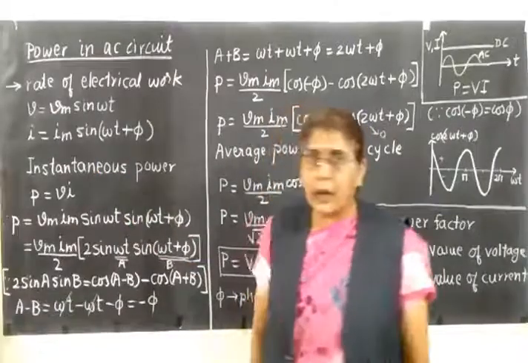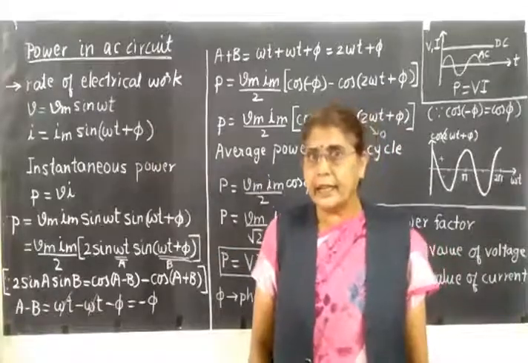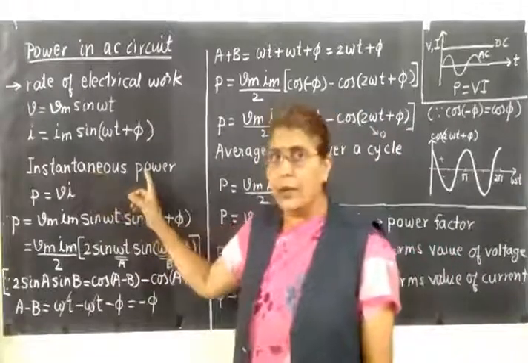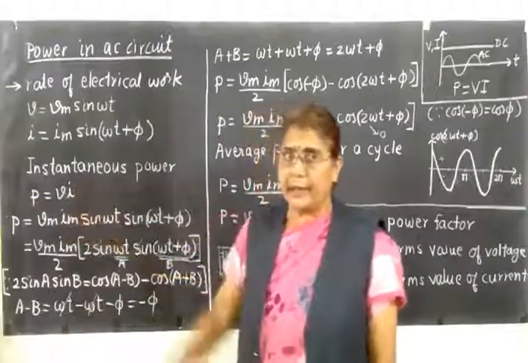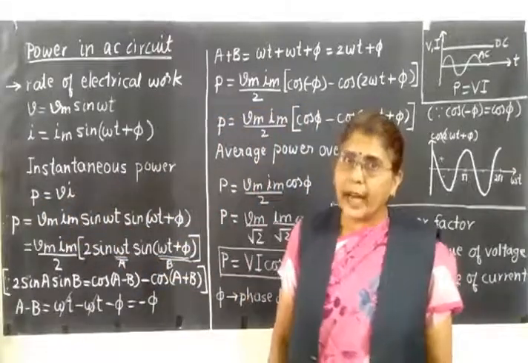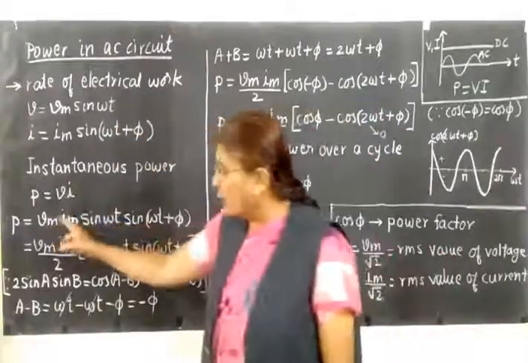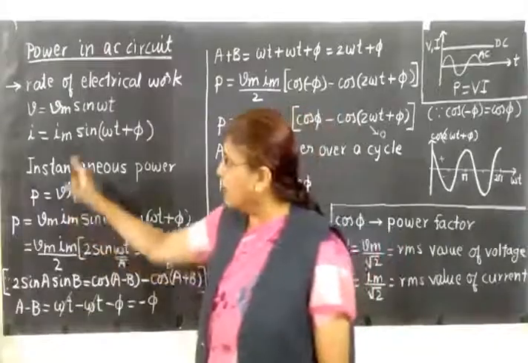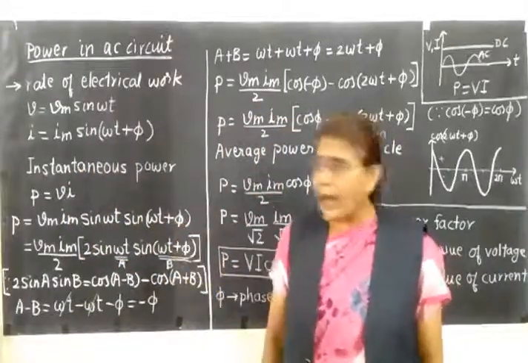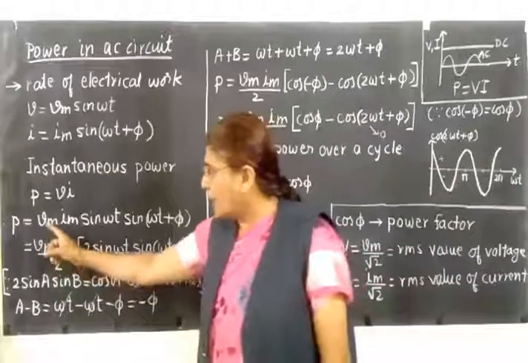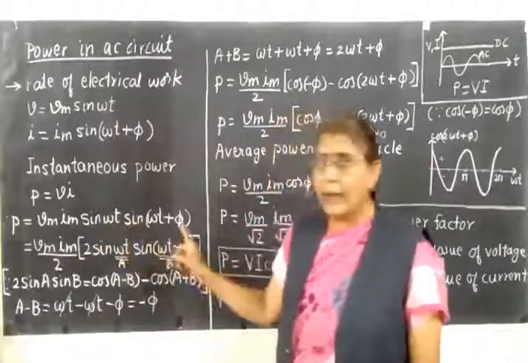Now, let us find out the power at that instant of time t. We call it the instantaneous power. So, the instantaneous power is given as small p equals V into I. Let us put the values of V and I and simplify. So, V is nothing but Vm sin omega t and I is nothing but Im sin(omega t plus phi). So, what you will have for power? Power is nothing but Vm Im sin omega t into sin(omega t plus phi).